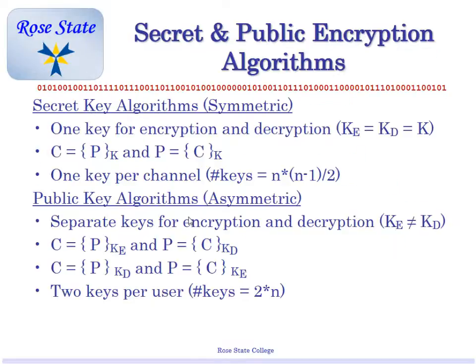So this is a review slide. Remember, secret or symmetric key was n times n minus 1 divided by 2. Nothing new there. The public key was just 2n. Nothing new there. Okay. All right, public key algorithms. Let's talk about how those work.